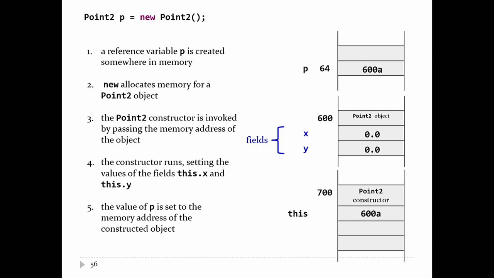Finally, the last thing that happens is the value of p gets set to the address of the newly created and initialized object. So now p is a reference to the object at address 600. So now when you say p.someMethod, it knows to call the method using that object right there.